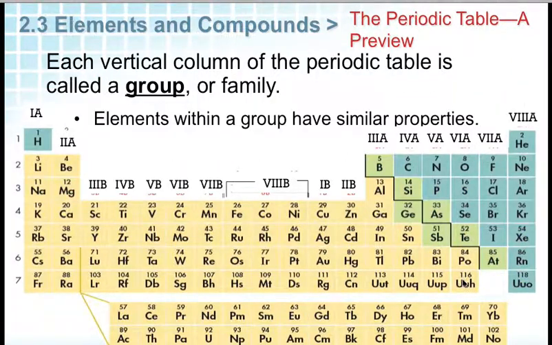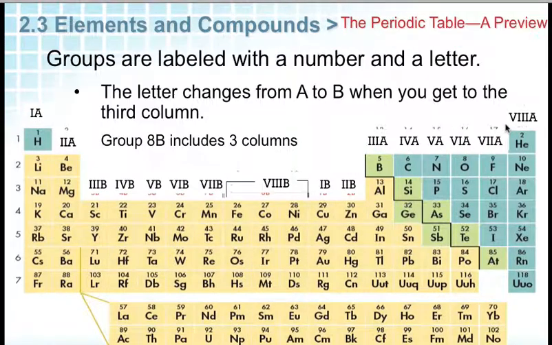Now, if you look, it's broken down into columns and rows. The columns are known as groups, or sometimes they're called families, especially over here in the non-metal section. You'll notice that there are letters and numbers at the top of each of the columns, or each of the groups. The letters represent whether it's in the top section or the bottom section, so go ahead and we can start labeling this now. The numbers just tell us how far over they are. Now, we don't go past number 8.